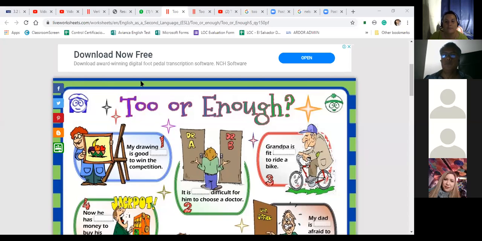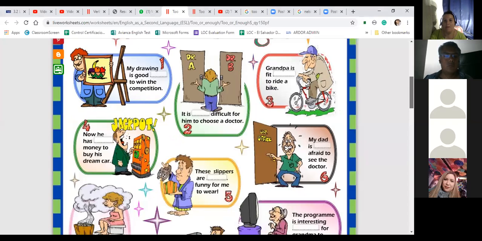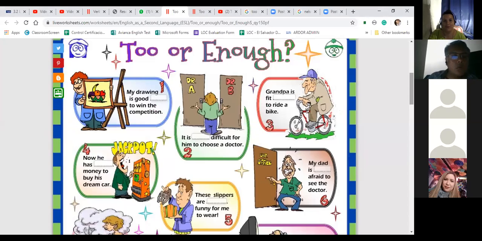Grandpa is fit enough to ride a bike. Very good. Fit enough. Excellent. Number four, Wilbur. Now he has too money to buy his dream car. Or maybe enough? Enough. Now he has enough money to buy his dream car. Lamborghini or the Ferrari, right? That's enough. He has enough money, no "too money," to buy his dream car. Perfect. Enough money. Next one, Claudia, number five, please.